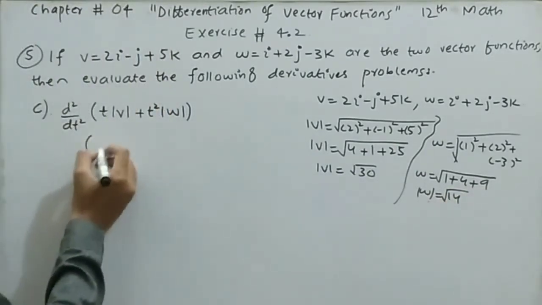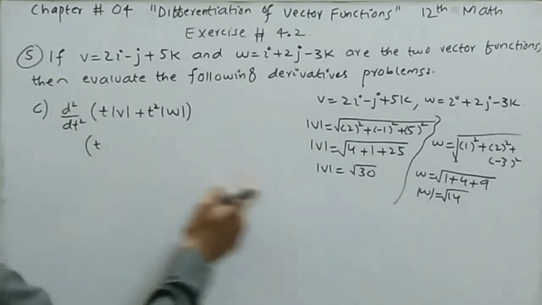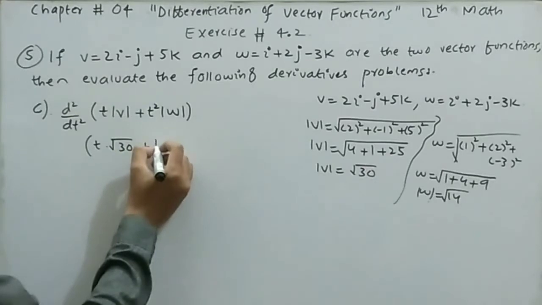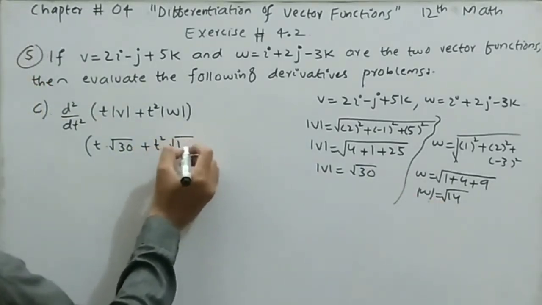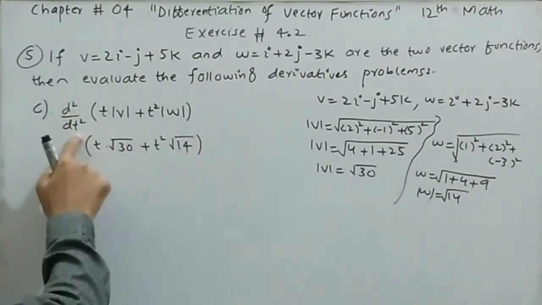Now putting the values over here, our expression is t times the absolute value of v. The absolute value of v is root 30, and over here we have t squared times the absolute value of w, so w is root 14. Now we are asked to find the derivative of this with respect to t two times.